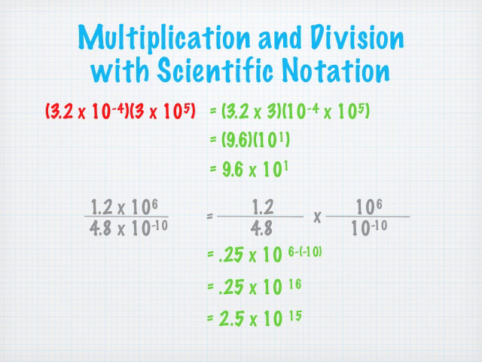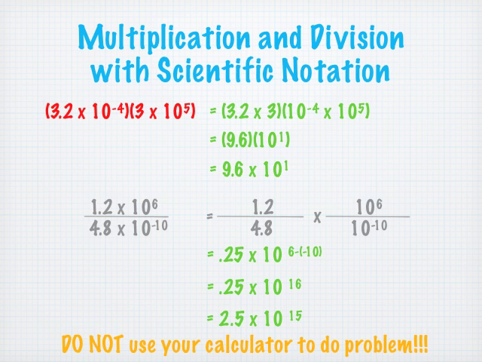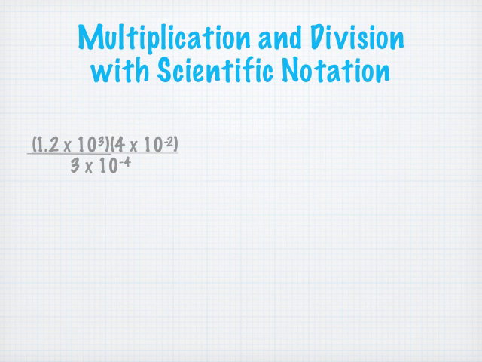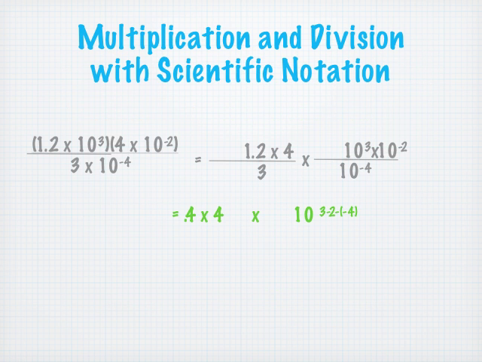All right, next example. Just another reminder, don't use your calculator. Let's say we have 1.2 times 10 to the third times 4 times 10 to the negative 2 divided by 3 times 10 to the negative 4. So we'll deal with all of our numbers together and all of our magnitudes together. Looking just at the number parts, 1.2 times 4. Don't get scared of the decimals. Think of what 12 times 4 is. Well, 12 times 4 is 48. So 1.2 times 4 must be 4.8. And then 4.8 divided by 3 would be 1.6.